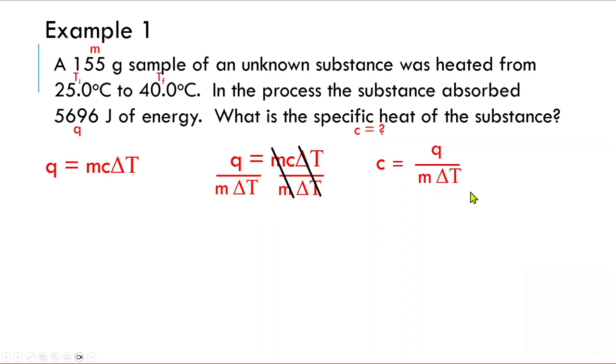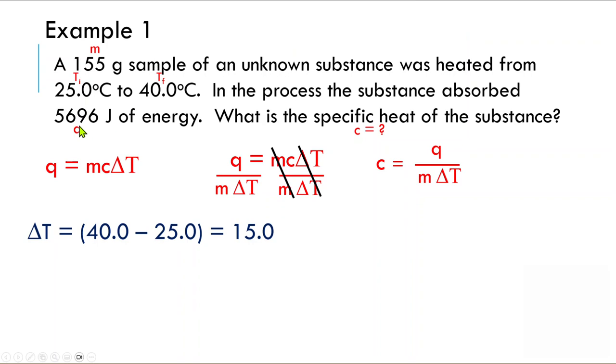Now we'll plug in the variables. I strongly recommend when you do this, you calculate delta T first, because delta T is calculated with subtraction and the rest of the equation is multiplication. If you're going to put it in your calculator all at one time, you have to put the subtraction part in parentheses. But if you do it first, you don't have to worry about it. So let's do it. Delta T is final minus initial. Final was 40, initial was 25. 40 minus 25 equals 15.